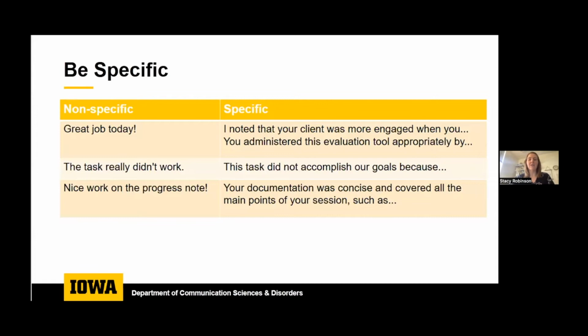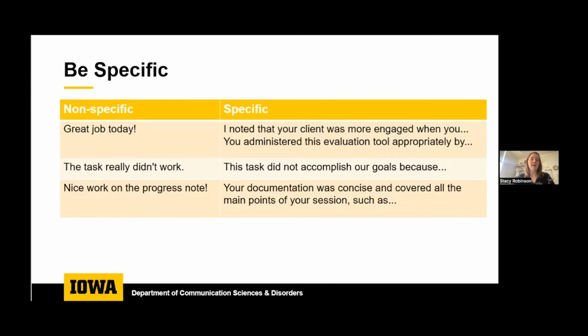I do want to note that at some points, non-specific feedback may be appropriate. So in that last example, saying nice work on the progress note, if I've been editing and giving a lot of specific feedback on written communication all semester, probably by the end of the semester, I could say to the student, hey, you did a really nice job on this progress note. And they know what I mean because I've said more specific things earlier on, like your documentation was concise and it covered all the main points of your session, such as, and give them, again, examples of what that looks like.